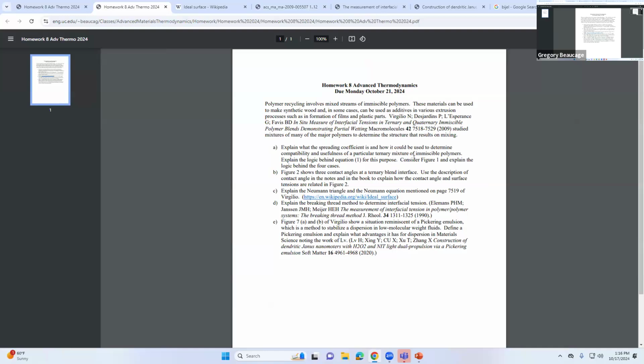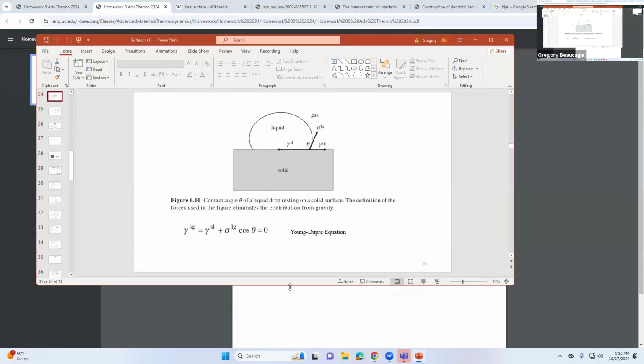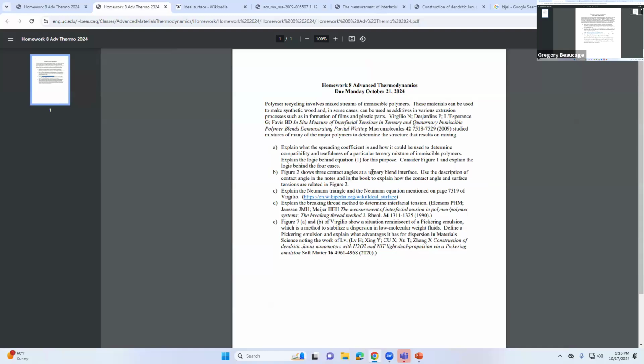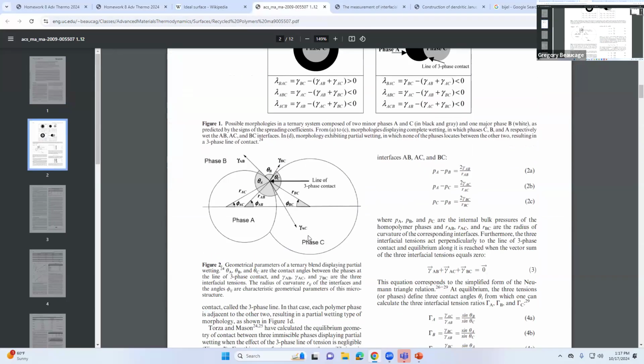Something kind of like what I said exactly. So use figure 1, you can kind of argue why those equations would be that way. Figure 2 shows the three contact angles. The description of contact angles is in the notes and in the book, to explain how the contact angle and surface tensions are related. Figure 2 is just the cosine of the contact angle with the surface tension. That's basically what's related in figure 2. Figure 1, figure 2, so that's kind of used here.